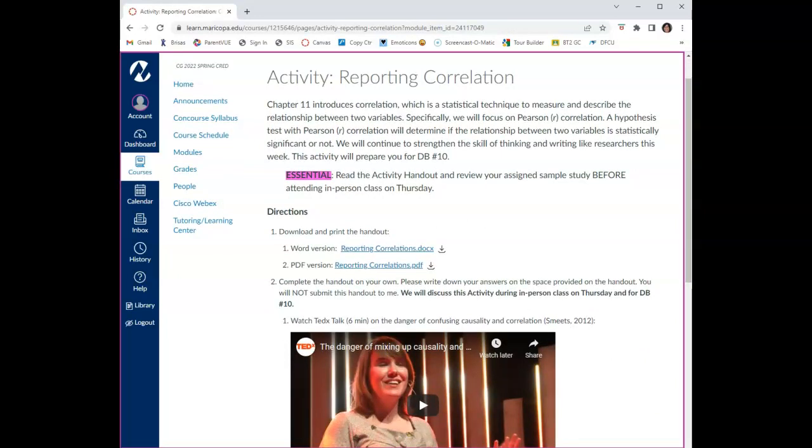This week's activity is on reporting correlation. We will continue to strengthen the skill of thinking and writing like researchers this week. This activity will give you an opportunity to practice writing summary and interpretation statements for a two-tailed hypothesis test with a Pearson R correlation. Each student will be assigned one sample research study to work on and share their statements with the class. Please note the essential heading. Read the activity handout and review your assigned sample study before attending in-person class on Thursday.